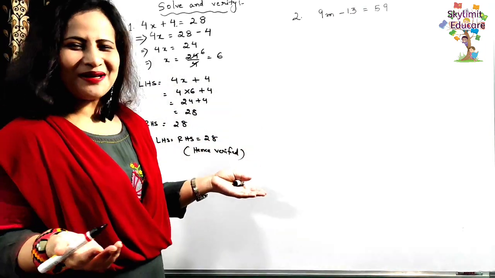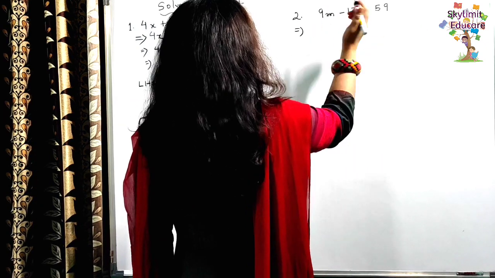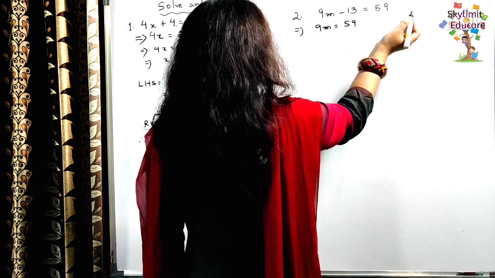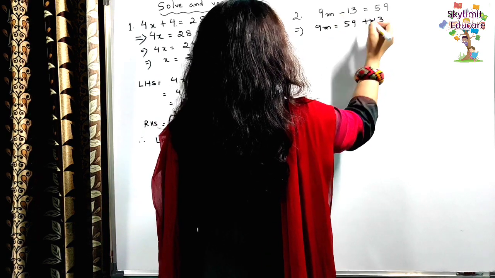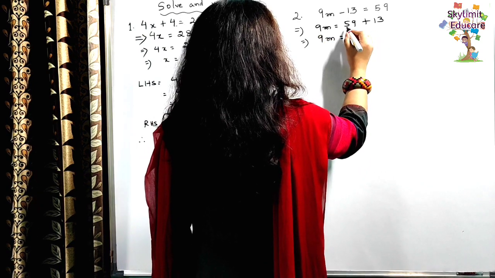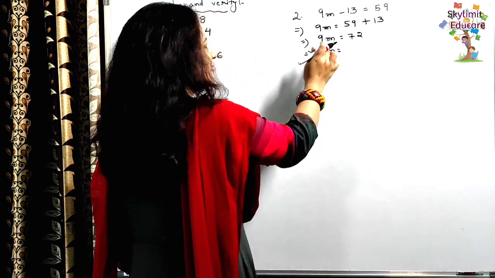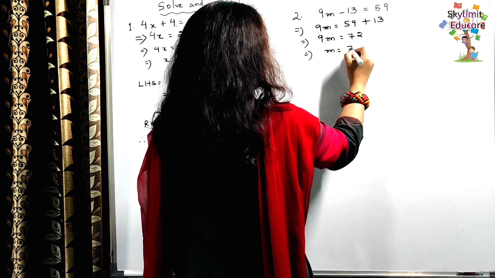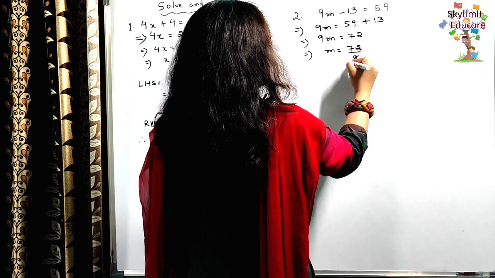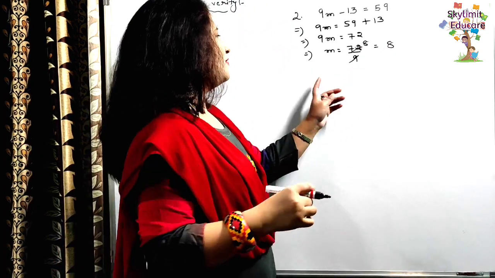Now let's come to the next question, students. First I will be shifting minus 13 to the right hand side. 9m minus 13 equals 59. So minus 13 goes to the right side, becomes plus 13. Now I have here 9m, equal to 72. Now m will be equal to what? 9 is multiplied here, so it will be divided on the right hand side, right? 9 eights are 72. So how much did we get? The value for m we have got is 8.